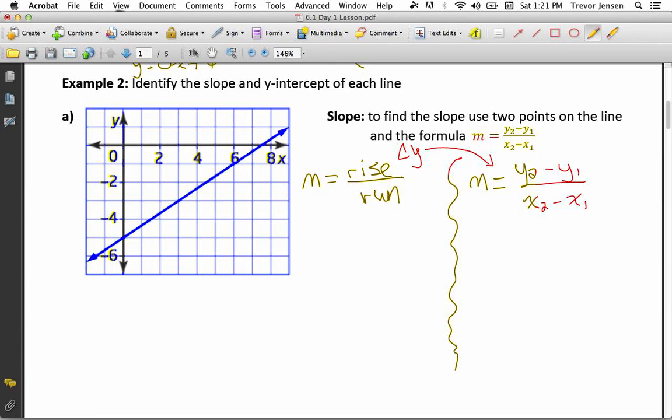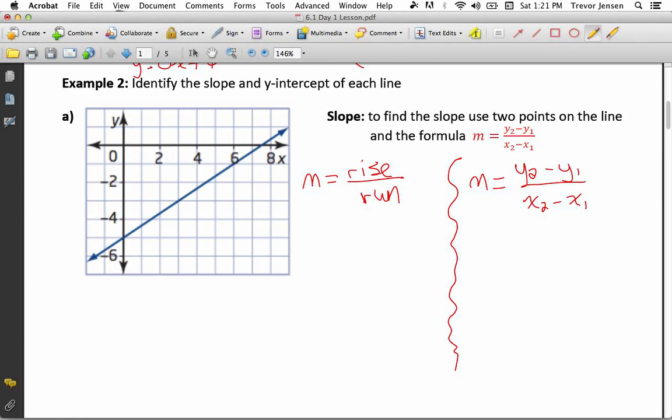The run of a line is the horizontal distance between 2 points, which is what gives us our change in our x values, which is what leads to this formula x2 minus x1. Okay? So either formula will work. I'll use both of them to show you how both of them can be used in this situation. So before you start using either of these, you need to find 2 lattice points on your line.